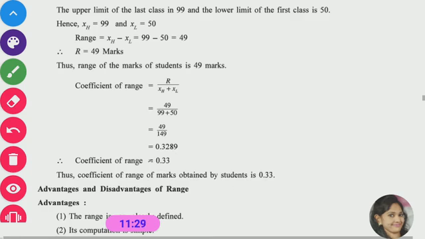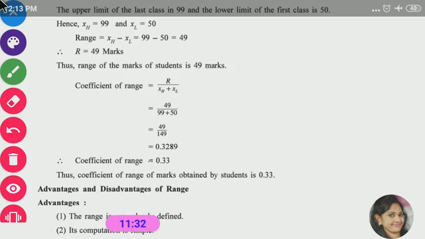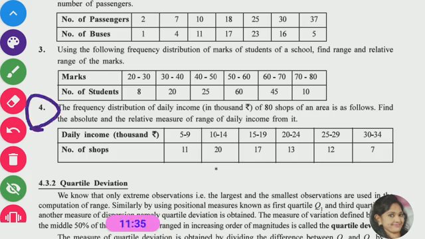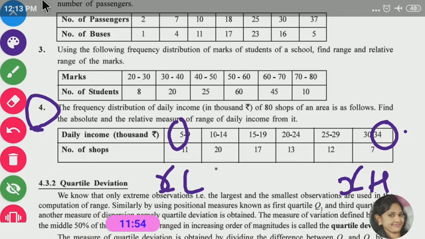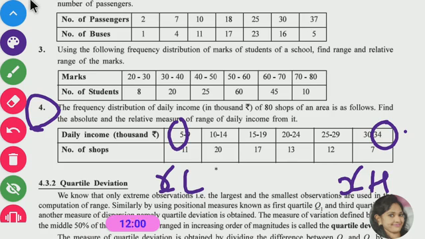With this, let me see the fourth question of the exercise. The frequency distribution of daily income in 1000 rupees of 80 shops of an area is as follows. Find the absolute and the relative measure of range of daily income from it. This is the XL lowest value and this is the XH. I hope you can complete this sum by putting the formula R is equal to XH minus XL. And then what is the formula of coefficient of range? Coefficient of range, it means relative range, is R upon XH plus XL.